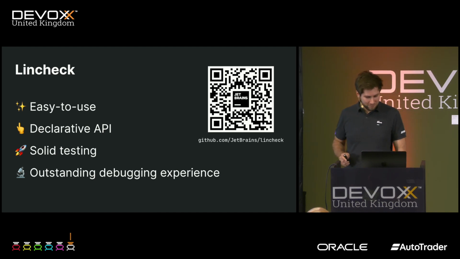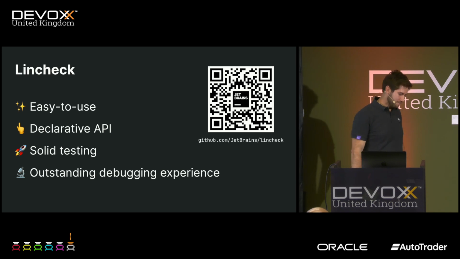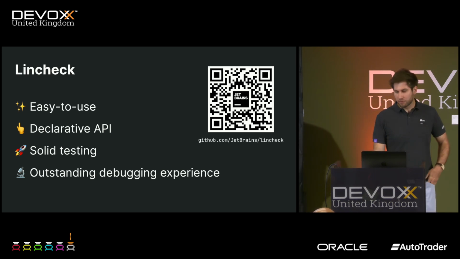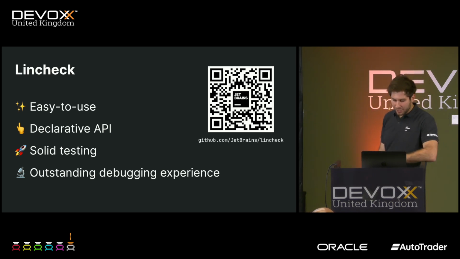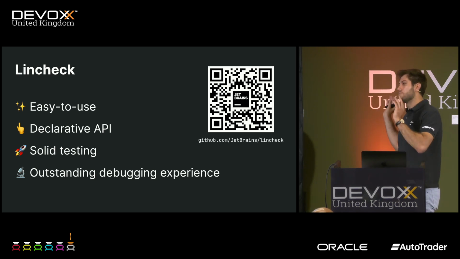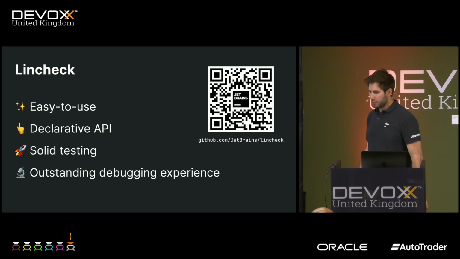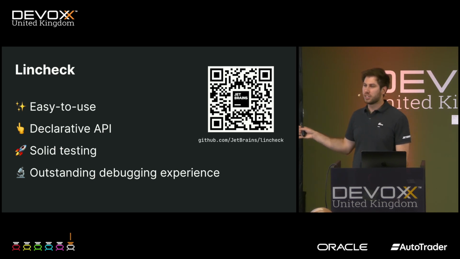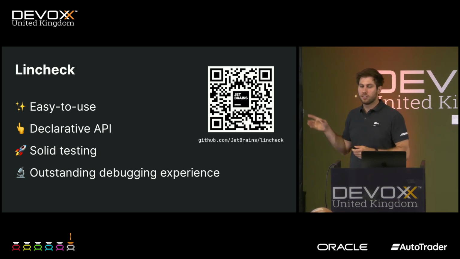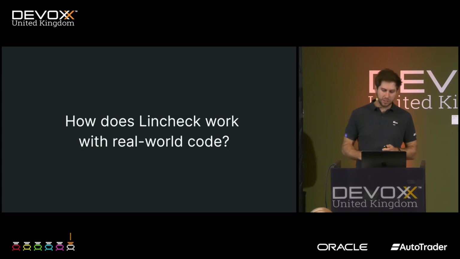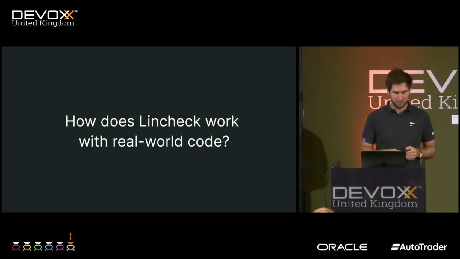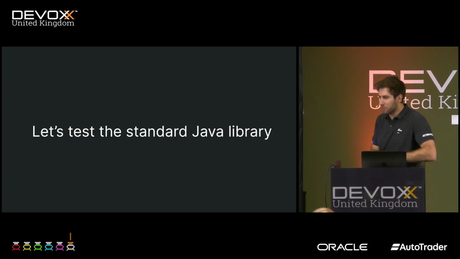Okay. But then, we have 10 minutes. And this was a very simple example, right? This was just some bounded queue that was developed by ChatGPT. It was very simple, it was easy to understand the error. But how does it work with real-world code? So let's try to test the standard Java library.